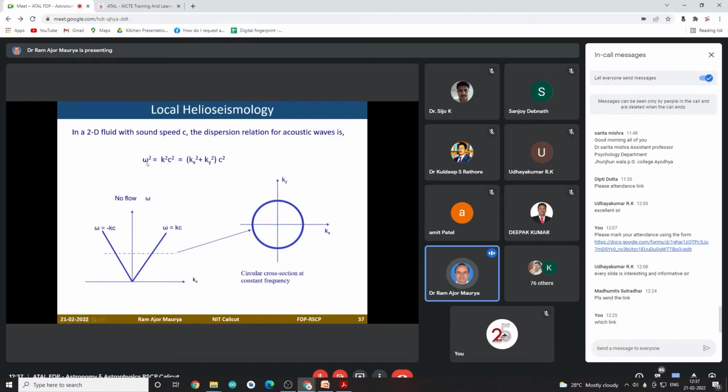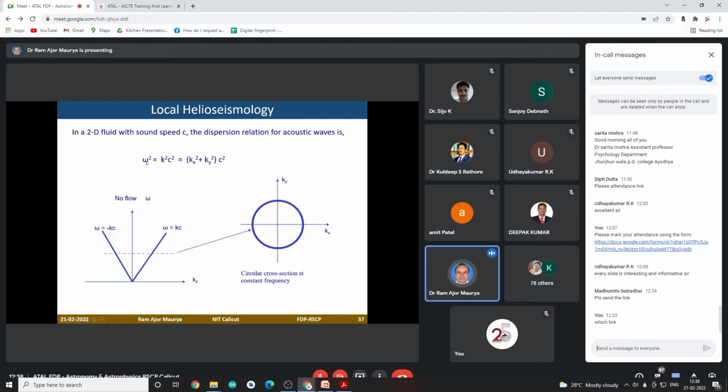For the sound wave dispersion relation, we have omega square equal to k square c square. Omega and k, the temporal and spatial frequencies, are related by that. Omega is 2 pi nu and k is 2 pi over lambda. And k we can split into two parts, kx and ky. So now you see omega square equals kx square plus ky square, times c square. C is the sound speed, which is constant. Then we have the variables kx, ky, and omega.